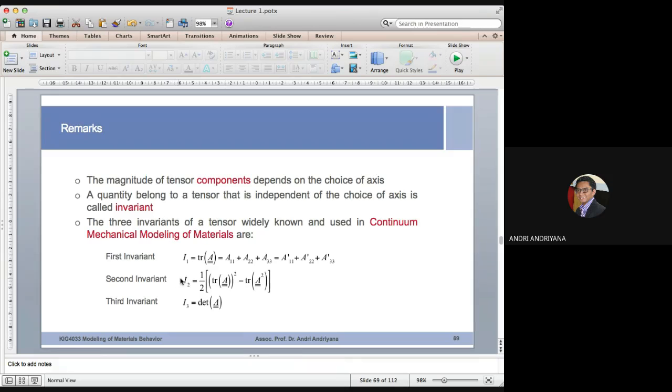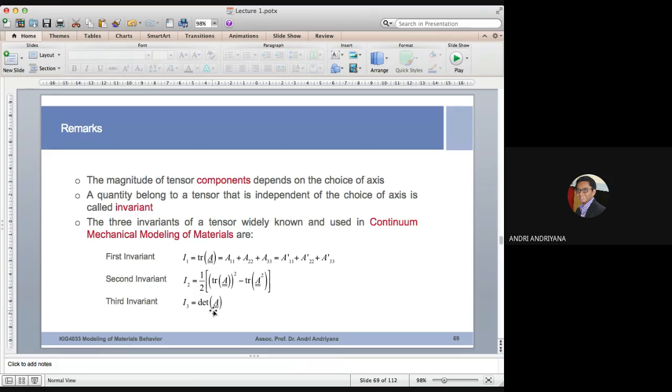And then the second invariant is defined by this one. You can check that this is also independent of the choice of the axis. And then if you investigate the value of the determinant of the tensor, it will also be the same. If you express with the old coordinate system, you have a set of components, take the determinant, you get one value. If you express using another coordinate system, you will have another set of components, but when you calculate the determinant, it will be the same as when we use the old coordinate system. So this is the third invariant. The determinant will always be the same.